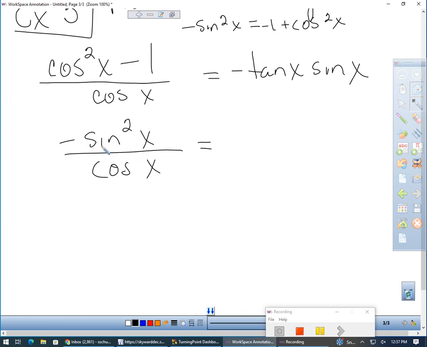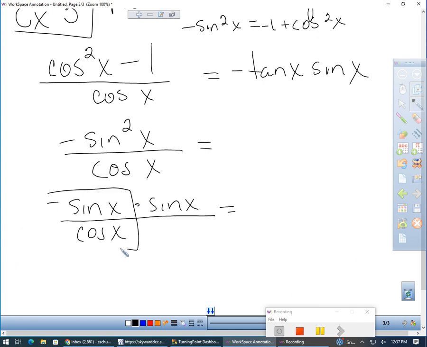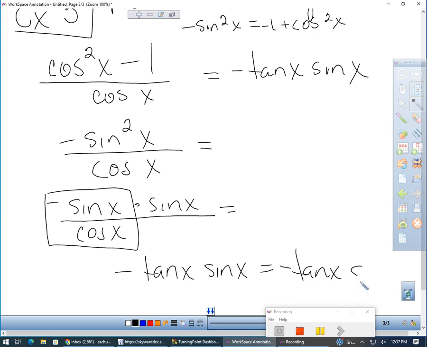So I'm going to rewrite this sine squared as negative sine x times sine x. That's the top, right? Everybody agrees that's the top? On the bottom, I have cosine x. Still doesn't exactly match where we want to go. Oh, but sine x over cosine x equals something. Yes, what is this? This is tangent x, so we get negative tangent x, and we have our sine x already there. Do these now match? So now we're done. Yeah.